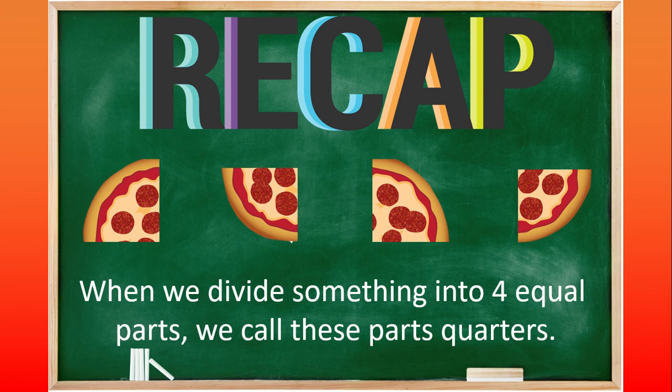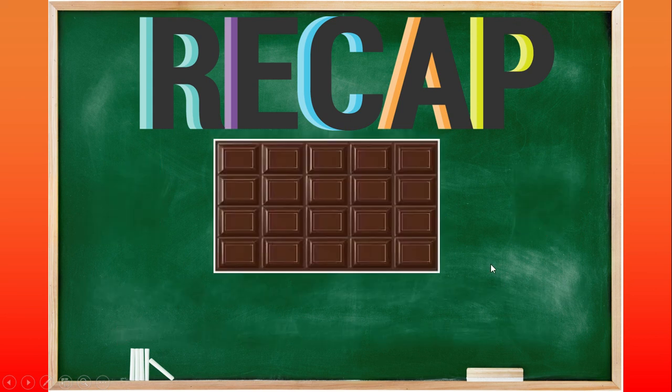When we divide something into four equal parts, we call these parts quarters. Focus on the spelling. So here I have 1/4, another quarter, another quarter, and another quarter. So if I have two pieces of the quarter, I have 2 quarters. If I have 3 pieces, I have 3 quarters. And if I have 4 pieces, I have a whole.